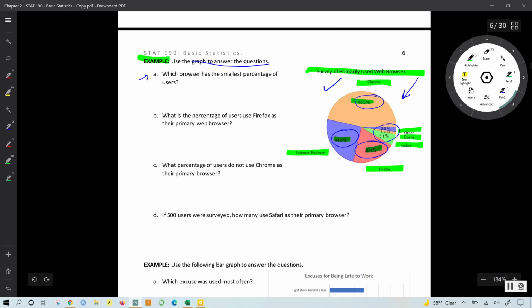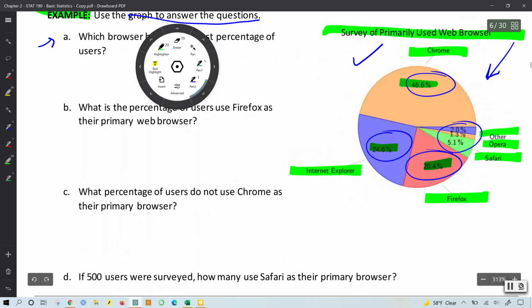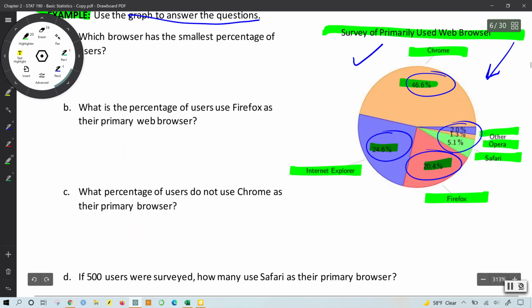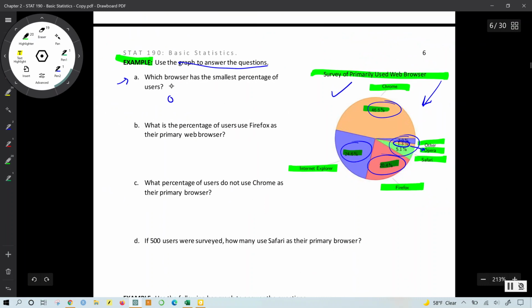Well, looking closely, let's zoom in a little bit further to see which one is the smallest, and you observe that that would be Opera at 1.3%. The question asks for which browser, so we'll report the name of that browser, which is Opera. Question B, what is the percentage of users that use Firefox as their primary web browser?